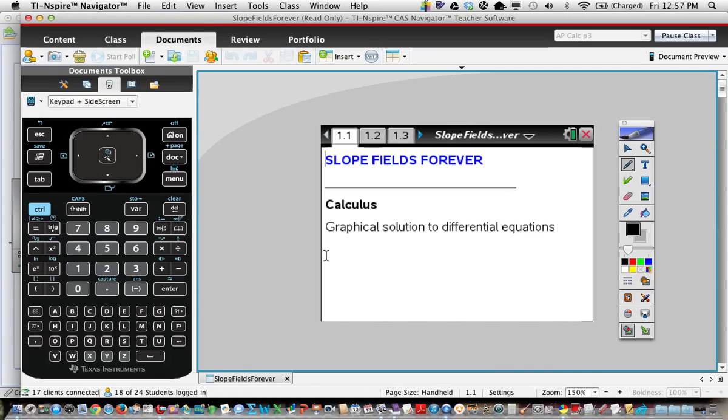All right, so this goes with a worksheet that we have right here. And this is what we're going to be working on today, a couple different things.